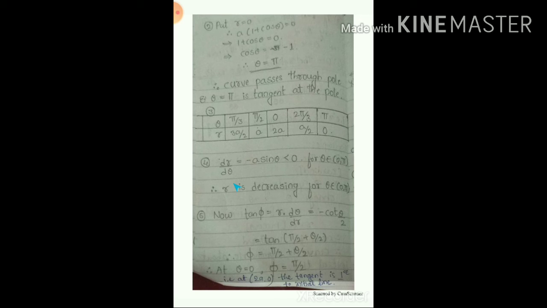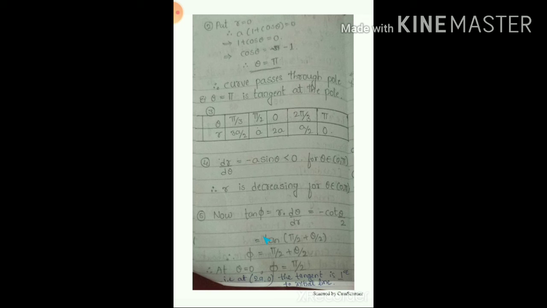After that, calculate dr by d theta. Means differentiate the given r with respect to theta. Then you will get minus a sin theta, which is negative, that means less than 0, for theta belonging to 0 to pi. Therefore, r is decreasing for theta belonging to 0 to pi.